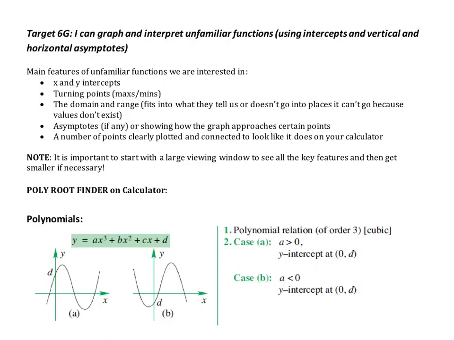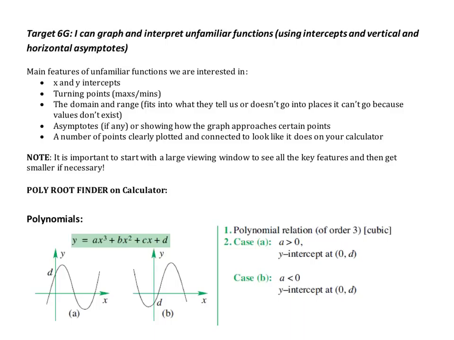Hello everyone, this is Mr. Anderson. We're in Math Studies and we're going to look today at Learning Target 6G in Topic 6, Graphing and Interpreting Unfamiliar Functions using intercepts, vertical and horizontal asymptotes.